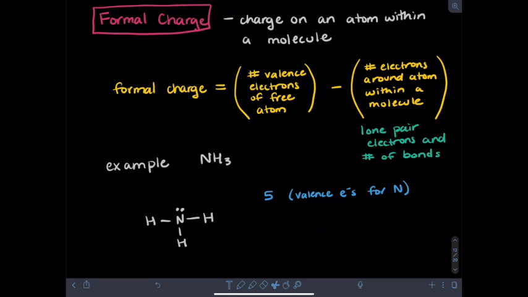Then I need to figure out how many electrons are around the nitrogen within the molecule. I need to think of my lone pair electrons. There are 2 of them. And then I need to think about how many electrons from bonds you can sort of think about belonging to nitrogen. You want to imagine dividing your covalent bonds in half.